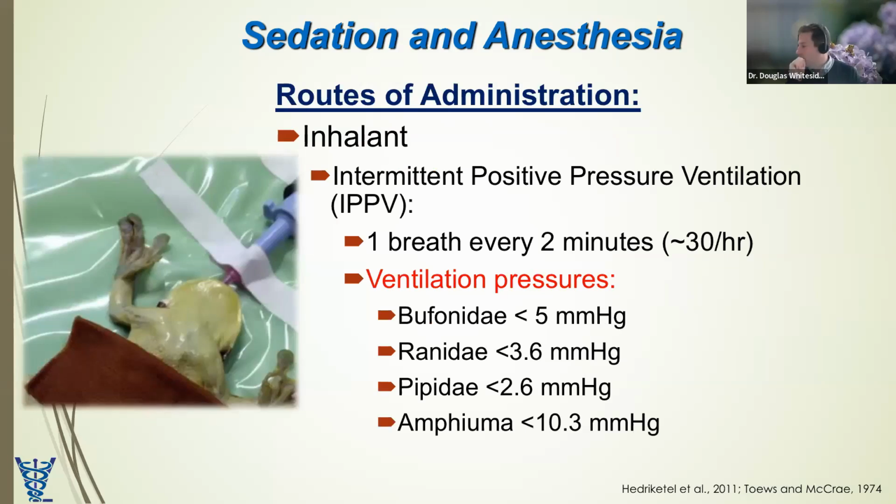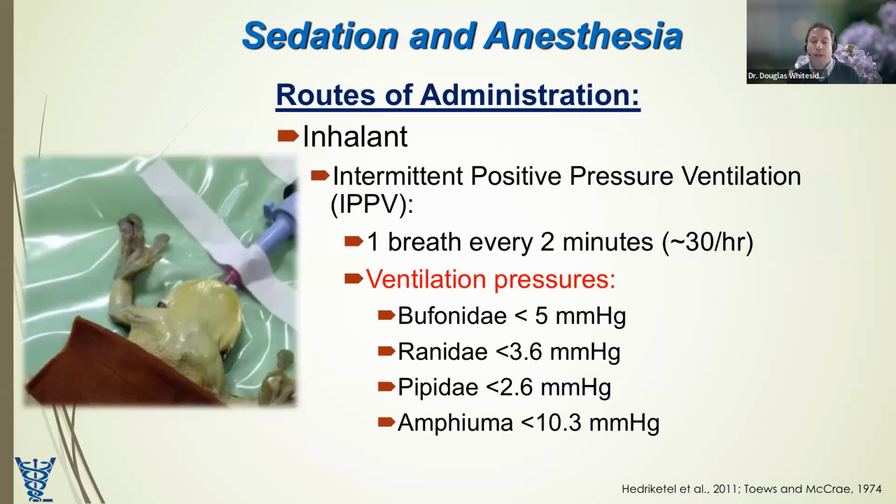When we have amphibians under inhalant anesthesia, particularly for longer procedures, we're going to want to use intermittent positive pressure ventilation, because as soon as we have them anesthetized, most amphibians will actually stop breathing on their own. Because of their low normal respiratory rates, anywhere from 20 to 40 breaths per hour, I tend to go in the middle of that. One breath every 2 minutes is quite often enough to ensure that amphibians remain well oxygen saturated and we have good carbon dioxide exchange during that anesthesia.